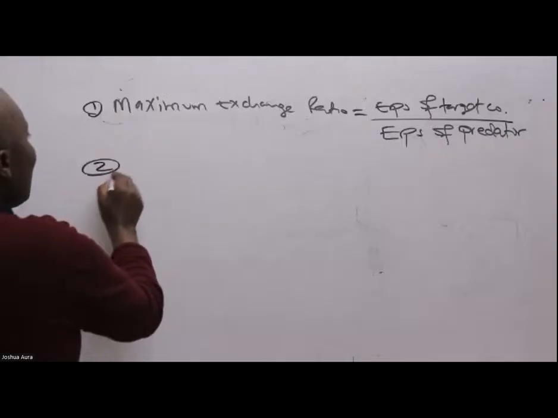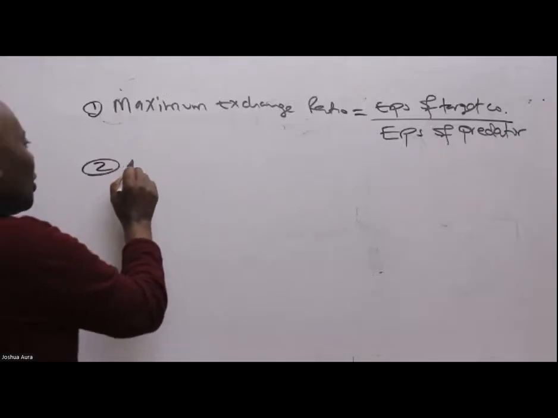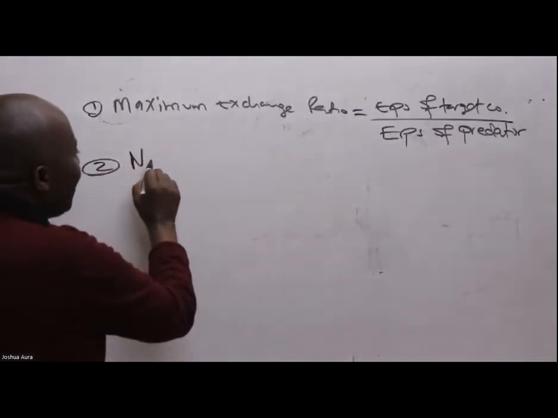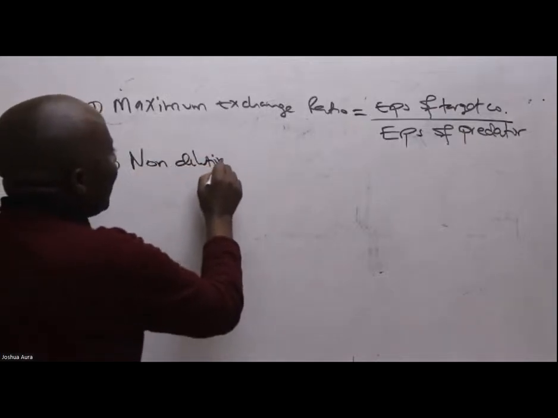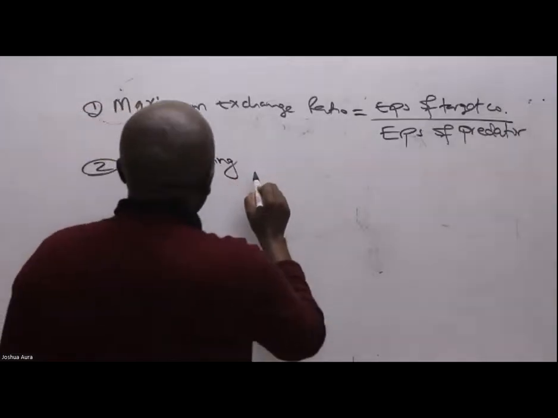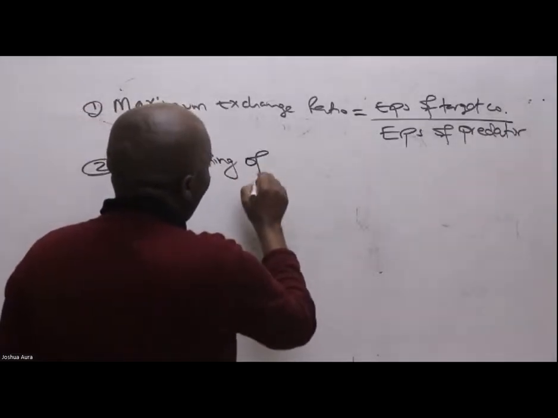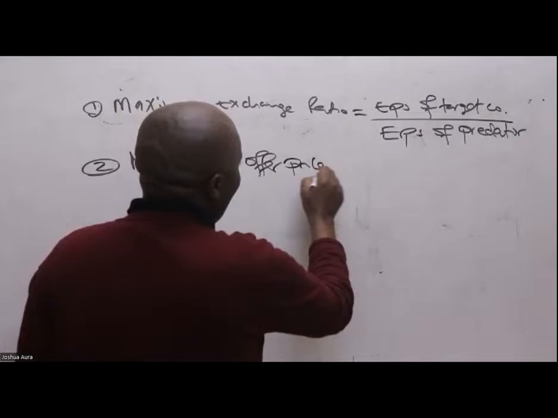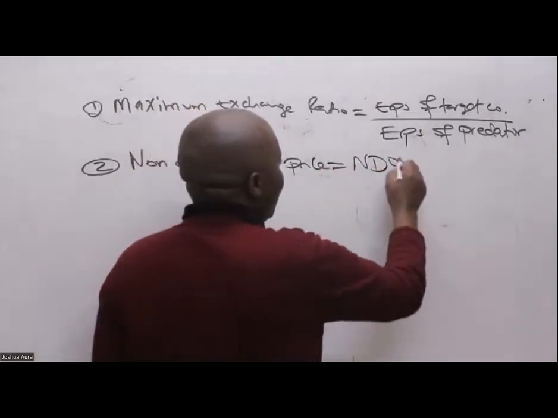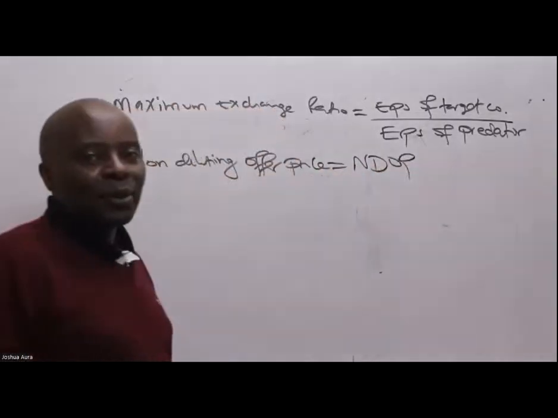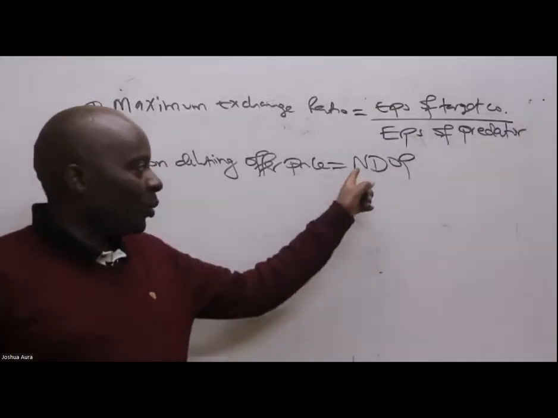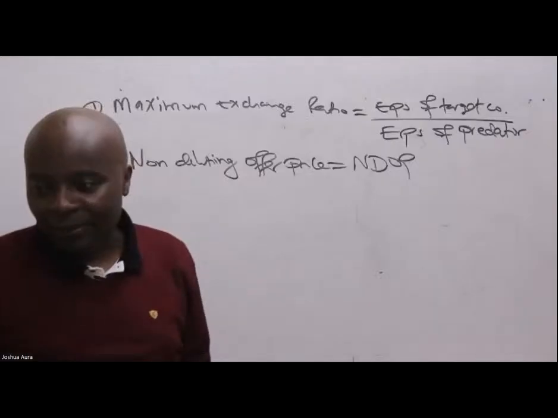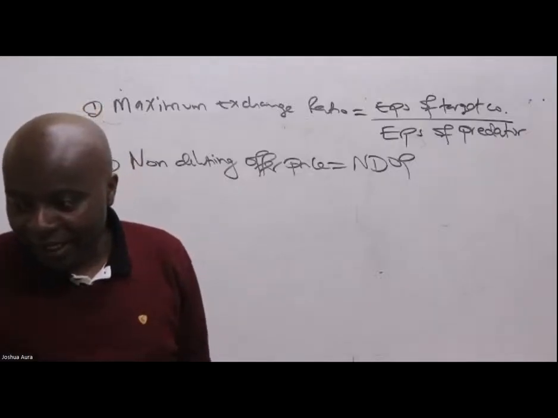I would want to see at this particular juncture whether there is anybody who can remember the formula of getting the non-diluting offer price. This is what we call in this case NDOP. I'm so sure there are students who will not be able to pronounce it, but we shall overcome. All of us are Kenyans.